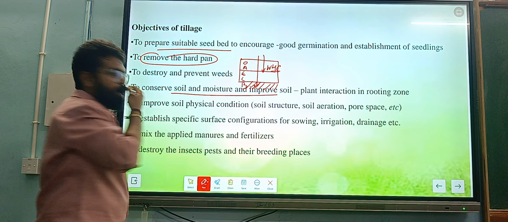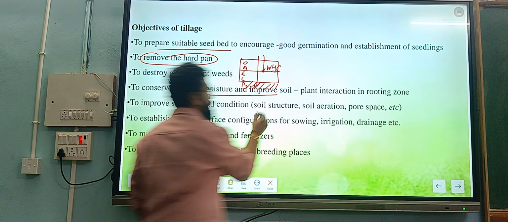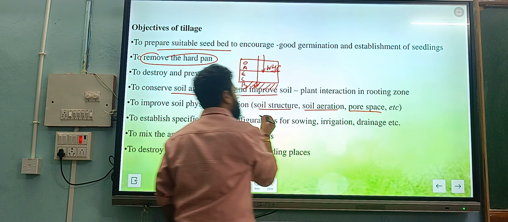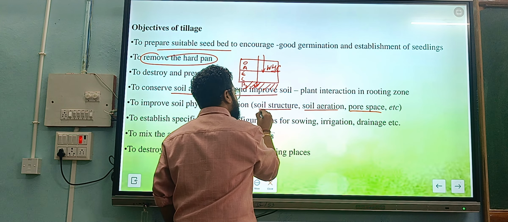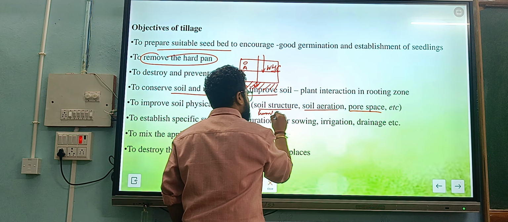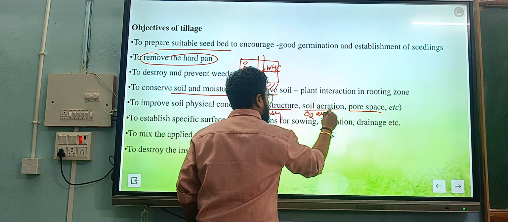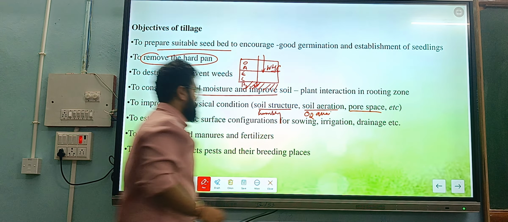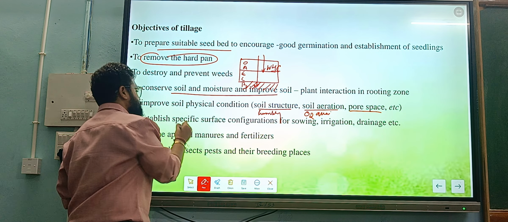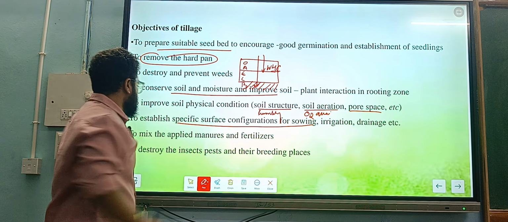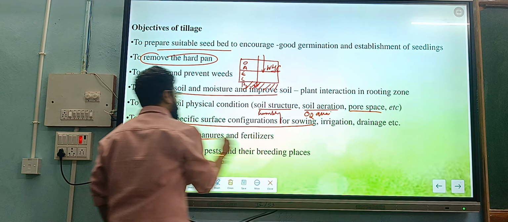It improves the soil physical conditions, mainly soil structure, soil aeration and pore space. Soil structure in the sense, generally crumbly structure is the ideal structure. Aeration is the oxygen availability in the soil, and the pore space is the porosity. It establishes a specific surface configuration for sowing, irrigation and drainage. The mix that applied to the manure and fertilizer.